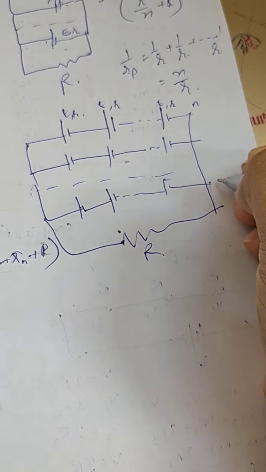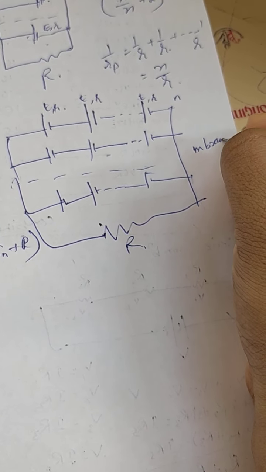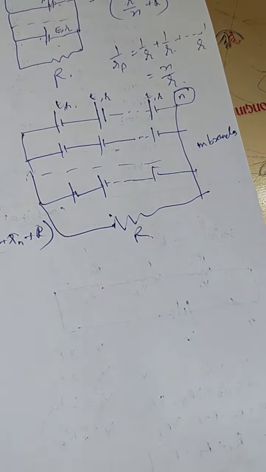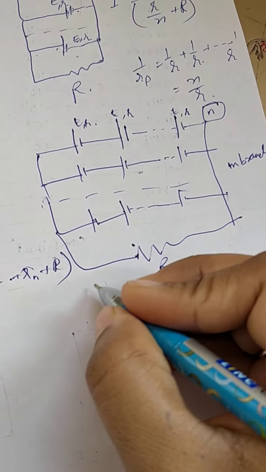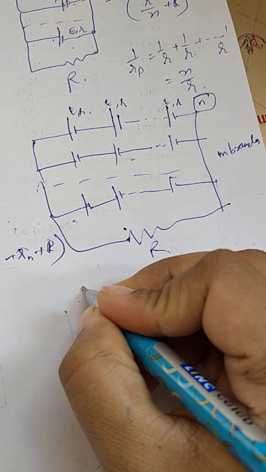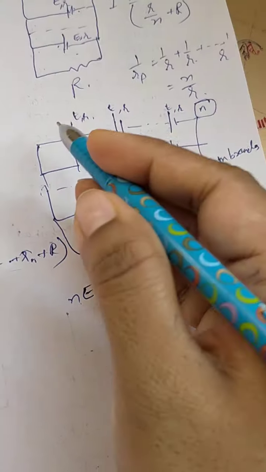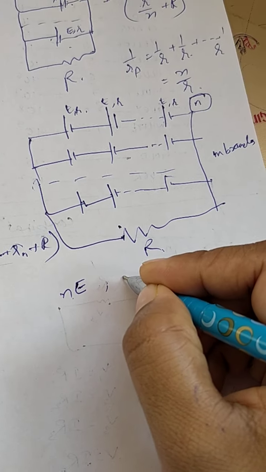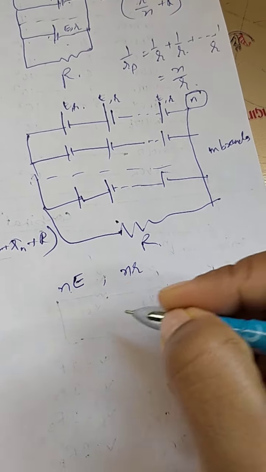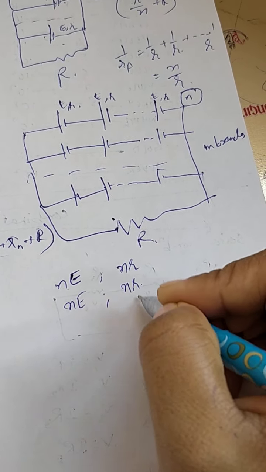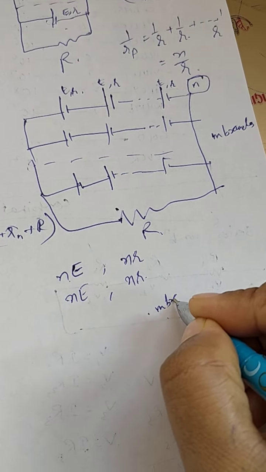N cells and m branches, and in each branch there are n cells. Then what will you get? For each branch, like for the first branch, the EMF will be nE, they will be added, and the resistance will be nr. For the second branch also nE, nr. So how many branches? m branches.